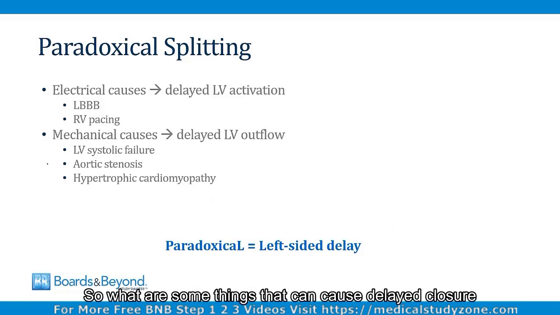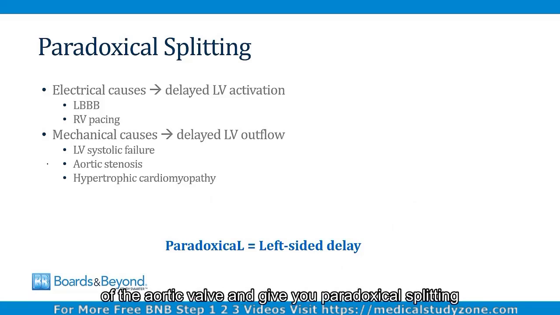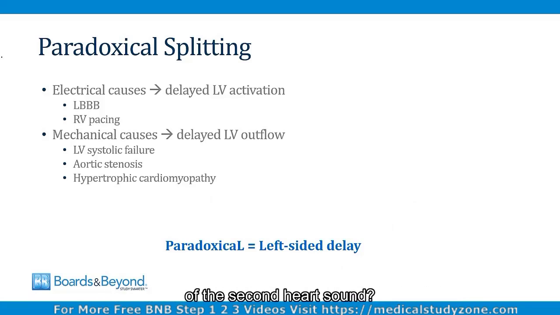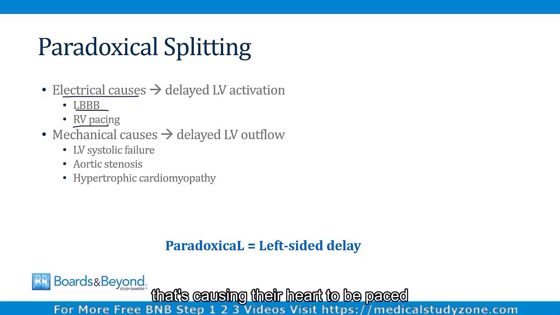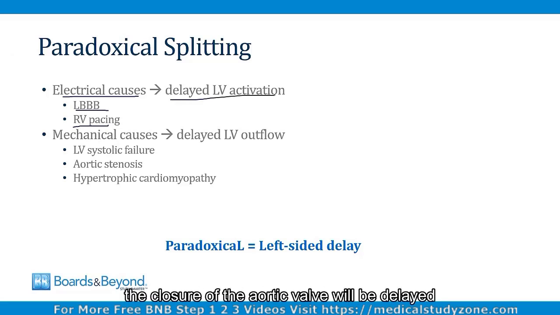So what are some things that can cause delayed closure of the aortic valve and give you paradoxical splitting of the second heart sound? Well, there are electrical causes like a left bundle branch block, or if patients have a right ventricular pacing lead that's causing their heart to be paced from the right ventricle. These electrical causes delay LV activation and contraction, and therefore the closure of the aortic valve will be delayed, and that causes paradoxical splitting of S2.